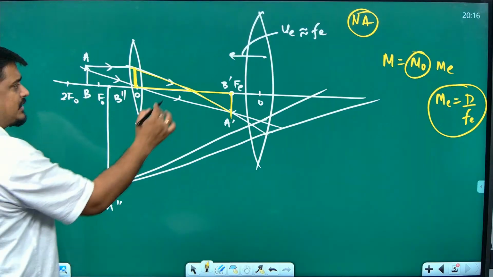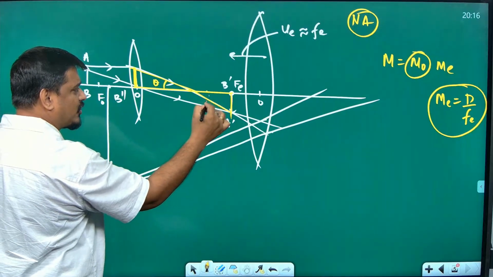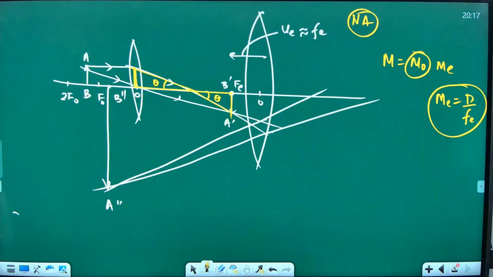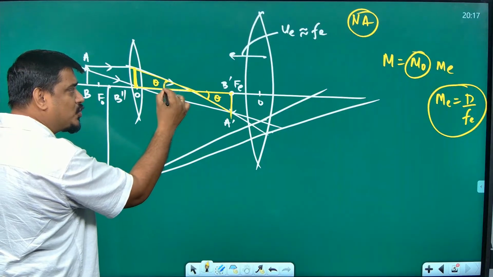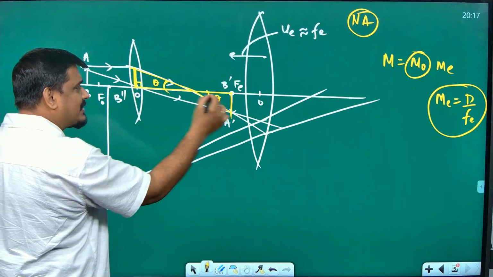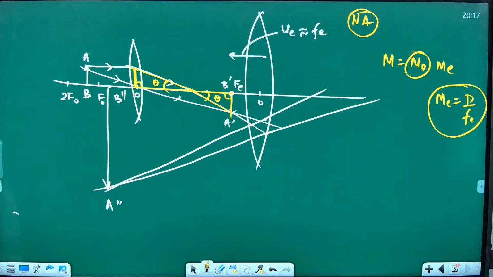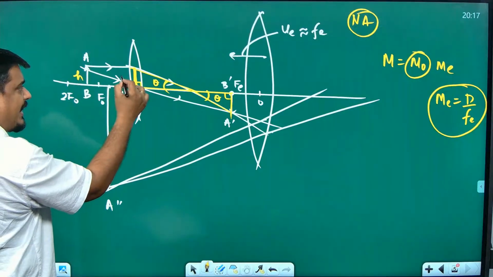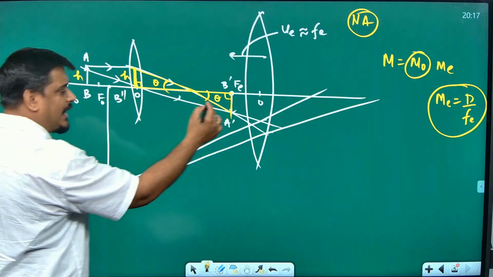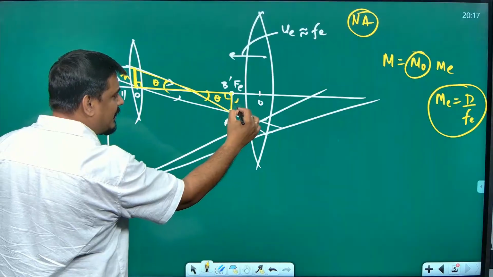These two triangles, if you take, this angle is theta, this will also be theta, vertically opposite angles. And if these two triangles have these two angles the same, and these two angles are 90 degree, they are similar triangles. Do you agree? If they are similar triangles, the ratio of their sides should be the same. This is, by the way, the height of the object, h. This is the height of the image formed by the object. Let me take it as h dash.